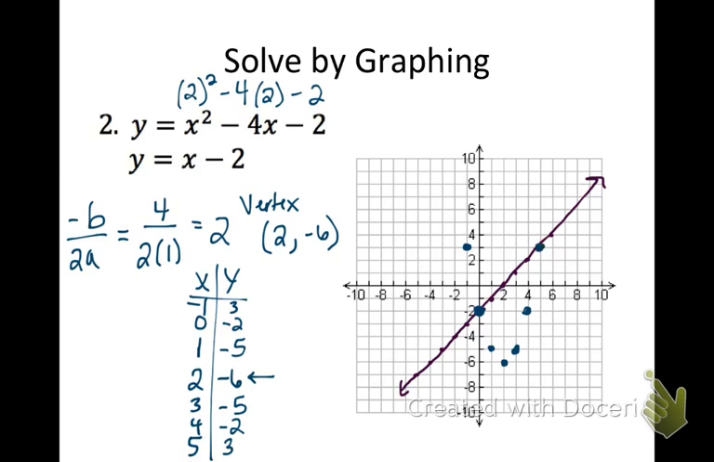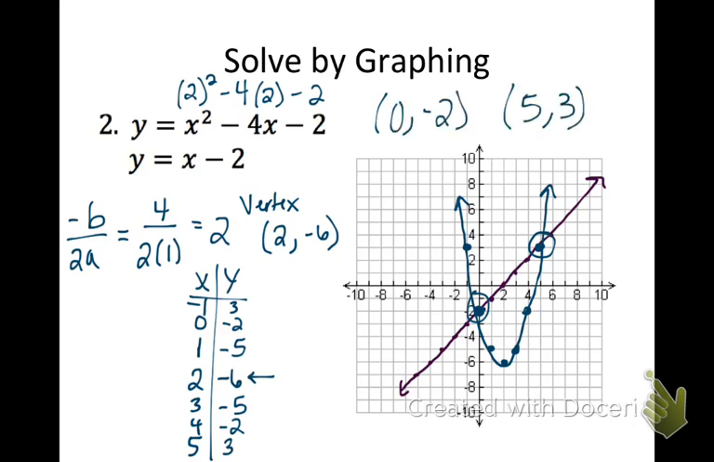Okay, and I know I can stop here because I see that I have 2 solutions to my quadratic, and I know I can't have more than that, so I know those 2 must be my answers. So my final answers here are the points (0, -2) and (5, 3).